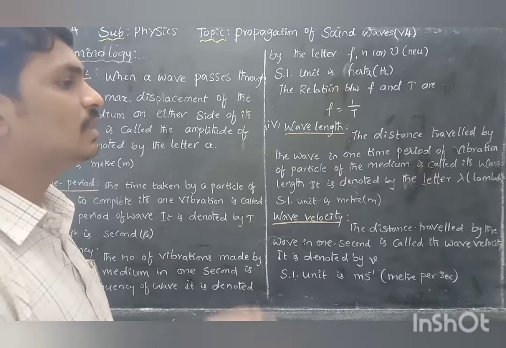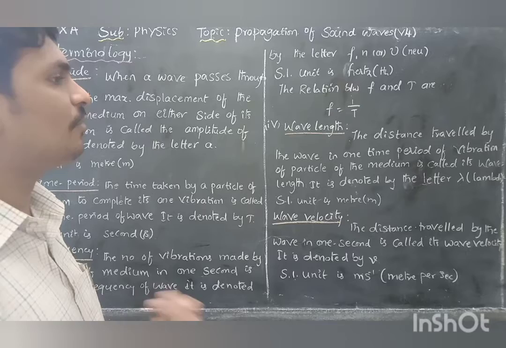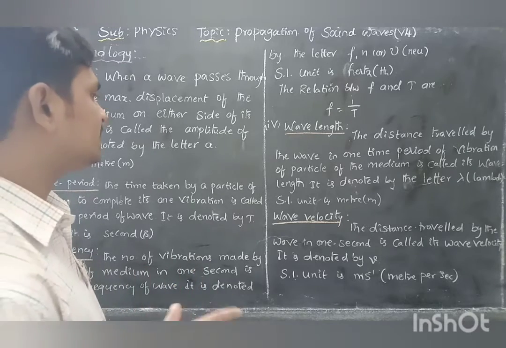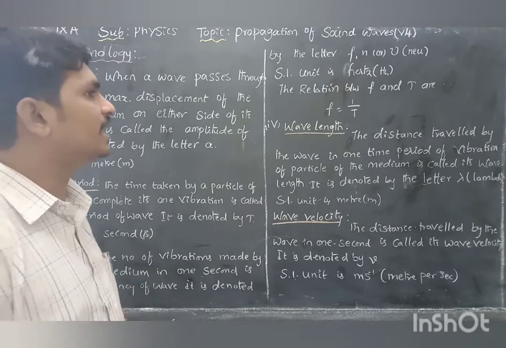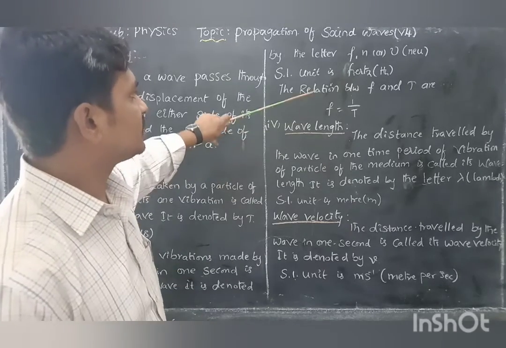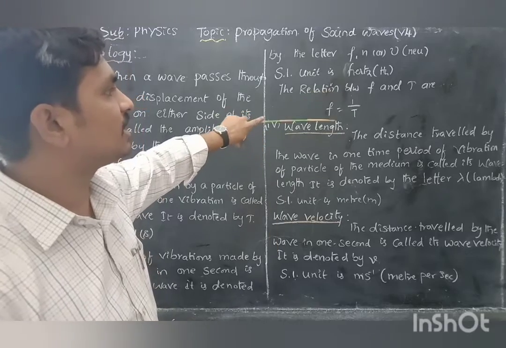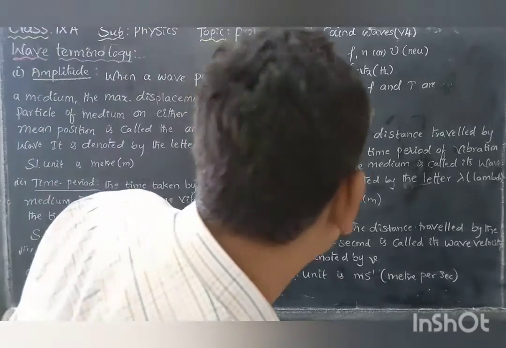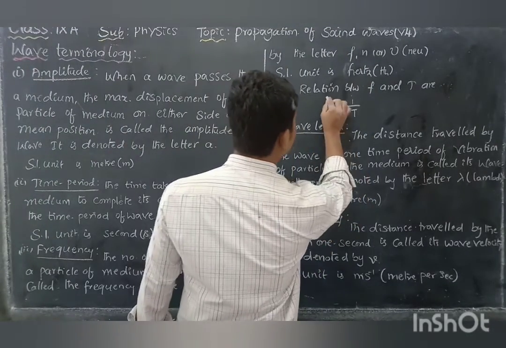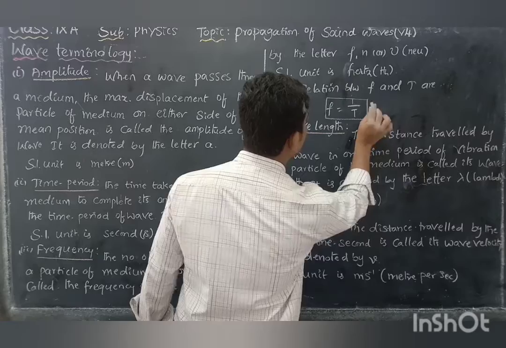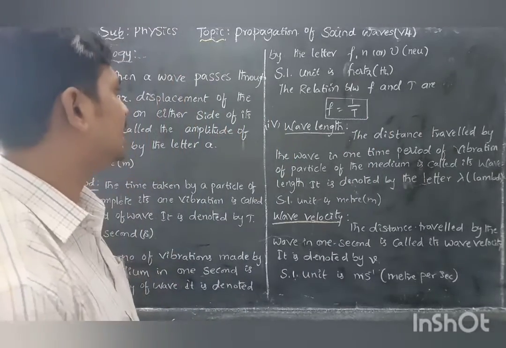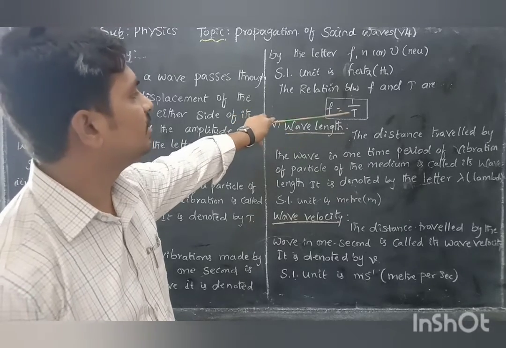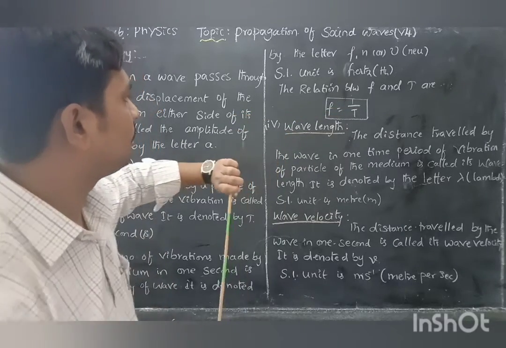If you take a drum and vibrate it, wait 1 second. How many vibrations it makes in 1 second is called the frequency of the drum. Next, the relation between frequency and time period: the reciprocal of the time period is the frequency, or the reciprocal of the frequency is the time period. f equals 1 by T is the relation between frequency and time period, or T equals 1 divided by f.